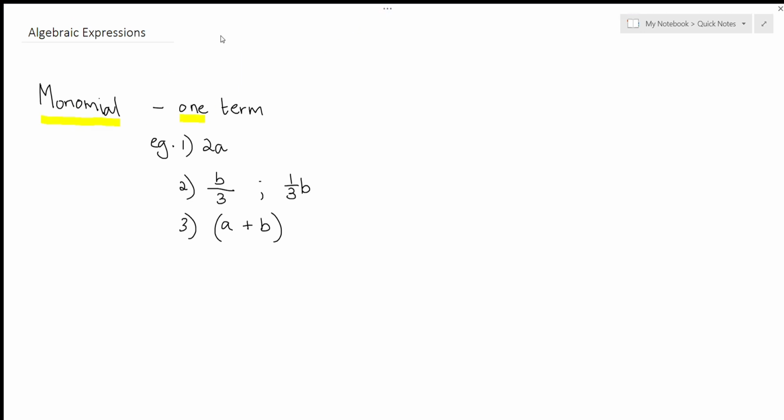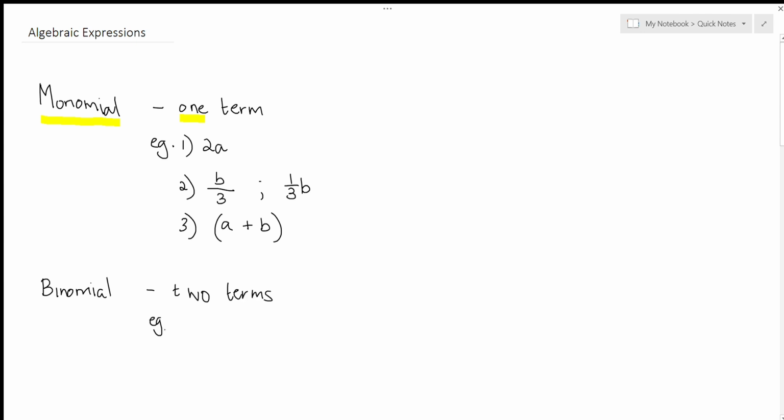Now we're going to go and look at the next one. The next one is your binomials. Your binomial would have two terms. Let me just correct that. Binomial, two terms. So let's have a look at a few examples of your binomials. We're going to write down just a few, just for your understanding. So here we've got two terms.